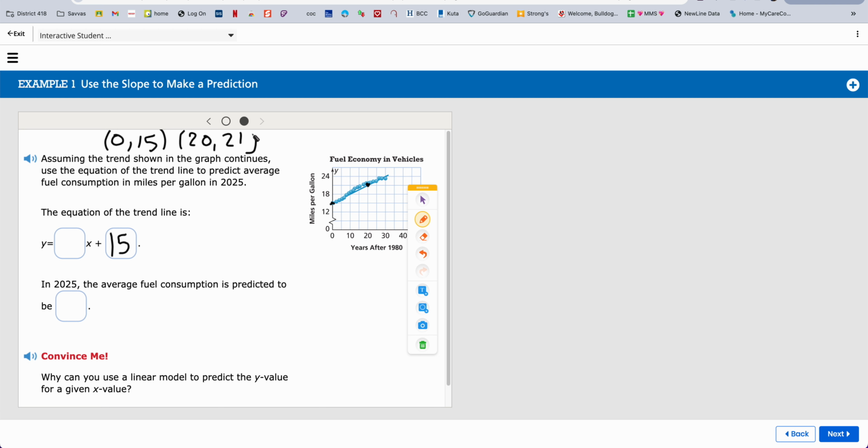2021. Okay, the horizontal lines go by 3, so 12, 15, 18, 21, 24. So it's 2021. So now I just need to find my slope. Y2 minus Y1 over X2 minus X1. So that's 21 minus 15 is 6. 20 minus 0 is 20. 6 over 20 simplifies to 3 over 10, which would be 0.3.